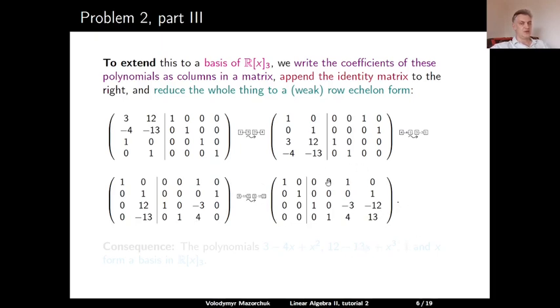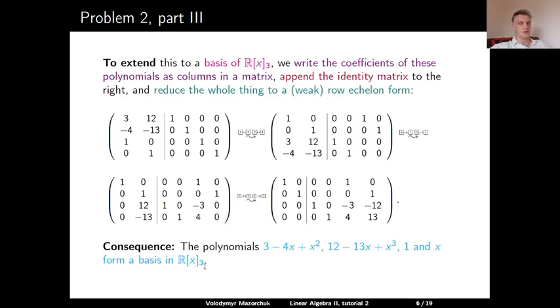And now we see that we have a matrix in a row echelon form, with leading elements being in columns 1, 2, 3, and 4. So column 1 corresponds to the polynomial 3 minus 4x plus x squared, this one. Column 2 corresponds to the polynomial 12 minus 13x plus x cubed, this one. Column 3 corresponds to the polynomial 1, the first element in the standard basis. And column 4 corresponds to the polynomial x, the second element in the standard basis. So these four polynomials form a basis of R[x] sub 3.